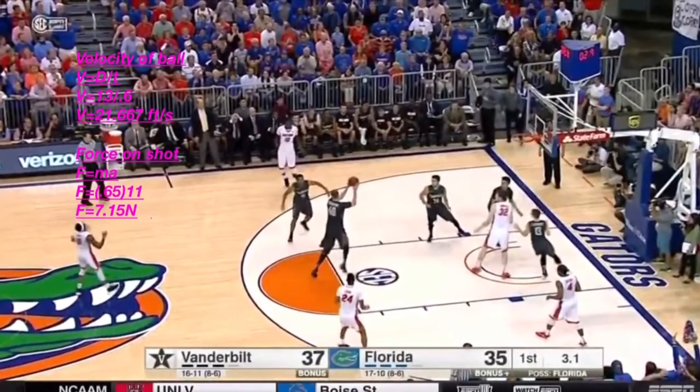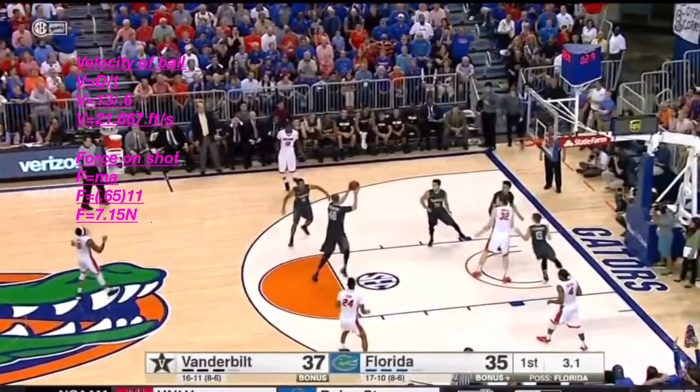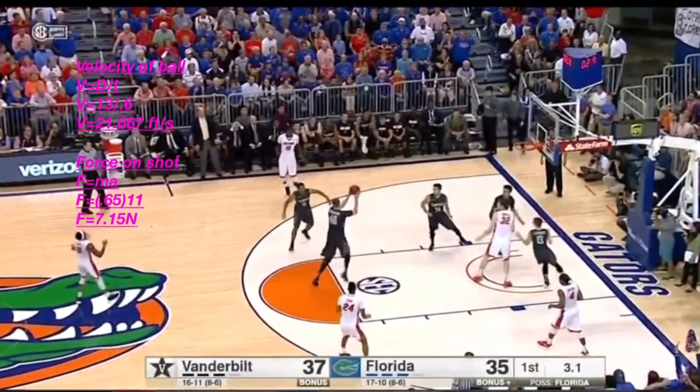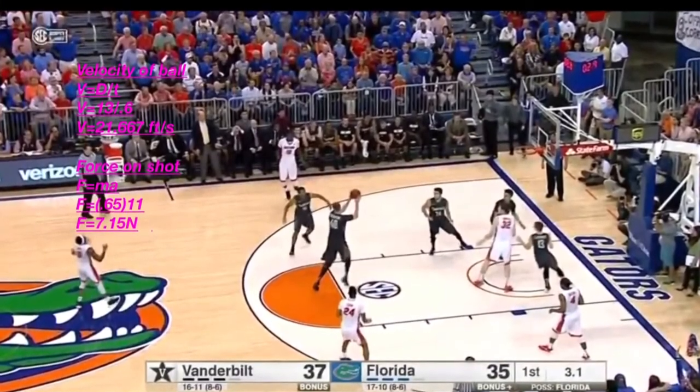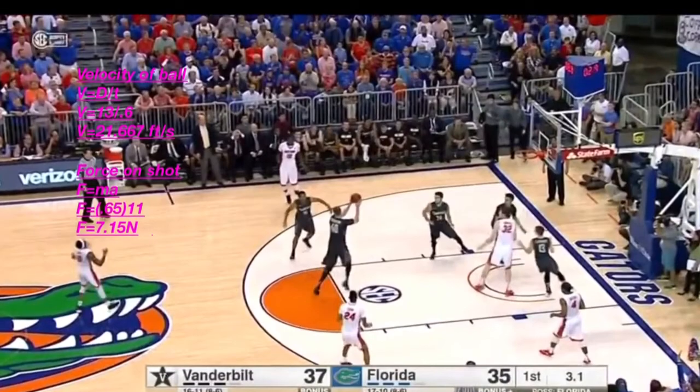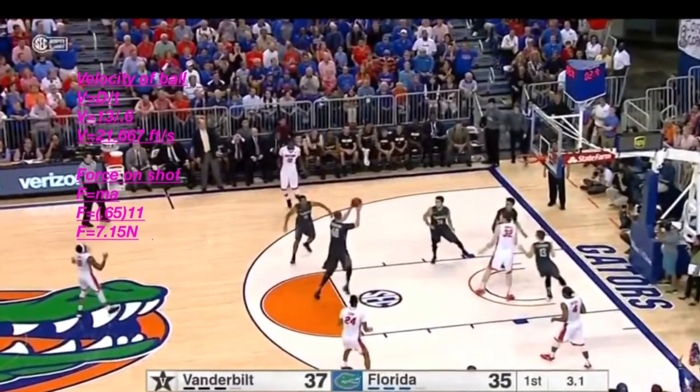So we did force equals mass times acceleration, and the force equals 0.65, which is the mass of the ball, times the acceleration of 11 meters per second of the ball, to find a force of 7.15 newtons on the ball.